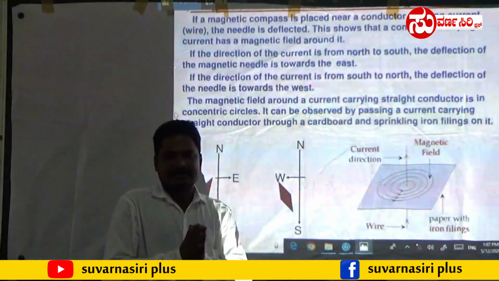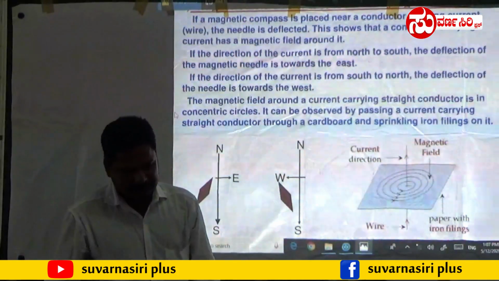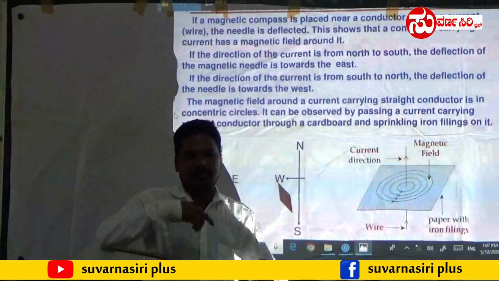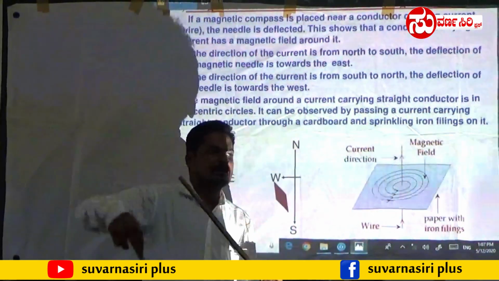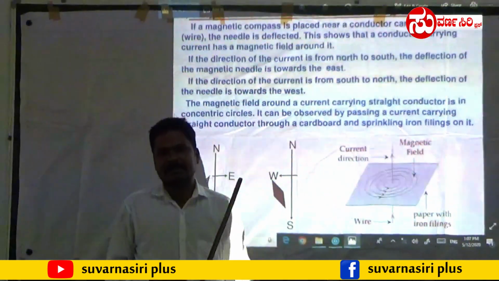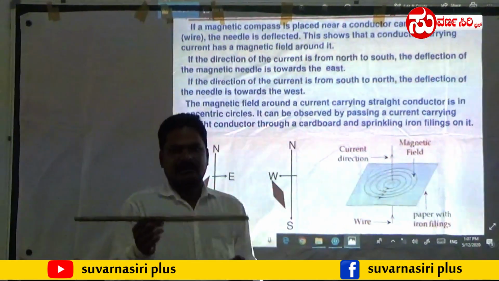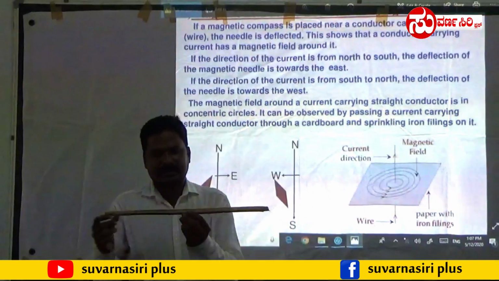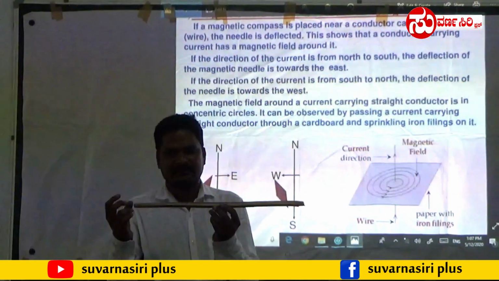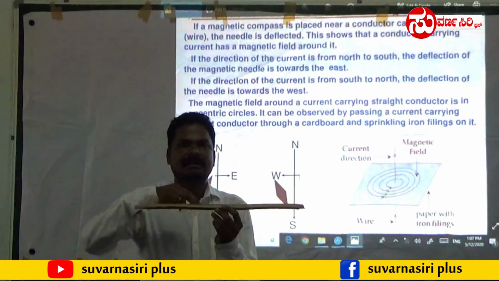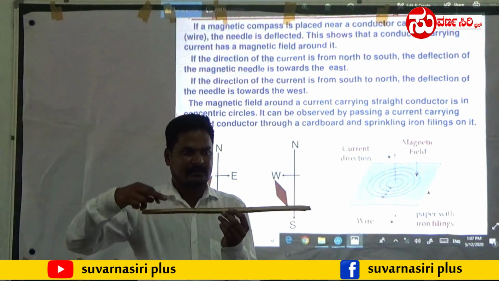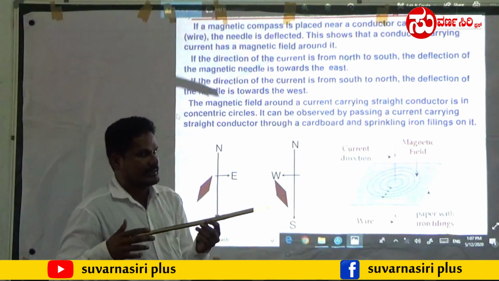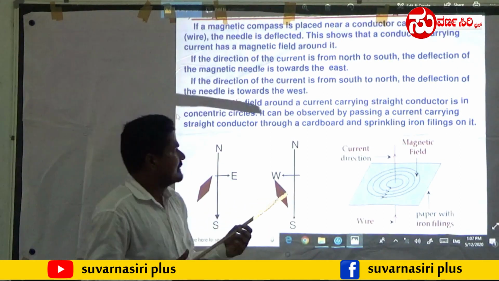What can Oersted say? Whenever current is carried in any conductor, it can produce a magnetic field around the conductor. So this is the Oersted experiment. Here, think of this as a conductor in which the current passes. If the current passes, it can create a magnetic field around it. So an electric current can produce a magnetic field. This phenomenon we should learn.